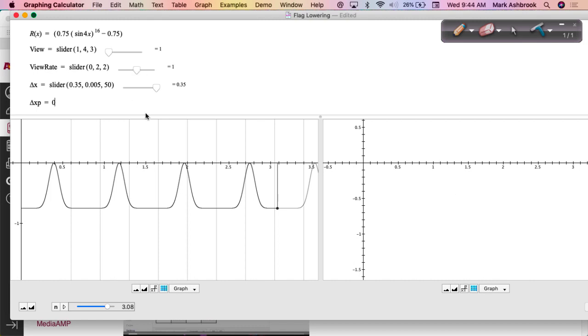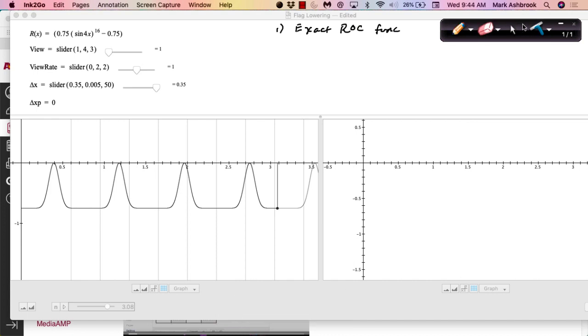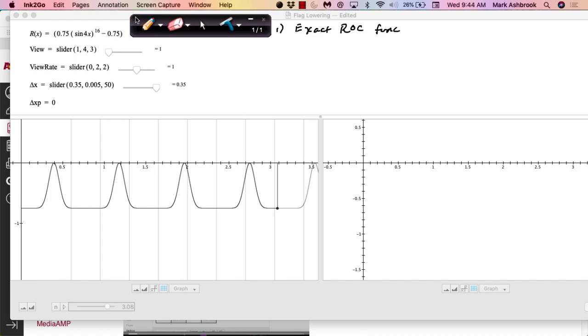So what did we do first? We started with what? Exact rate of change. What came first? Exact rate of change function. And that exact rate of change function, we called that little r for rate, and then exact, so of what? Exact of the height. So this is the r sub h function.